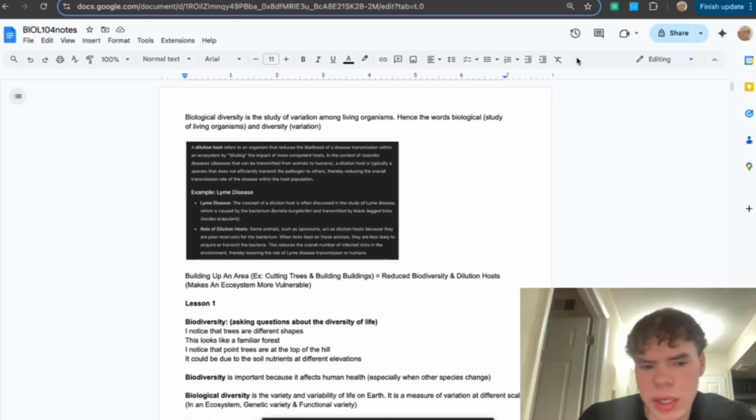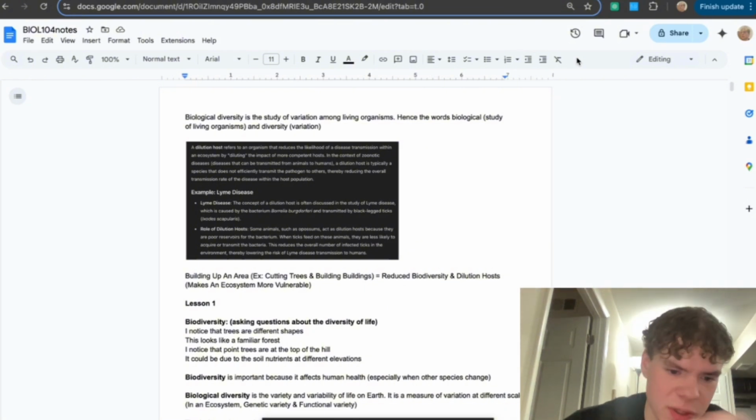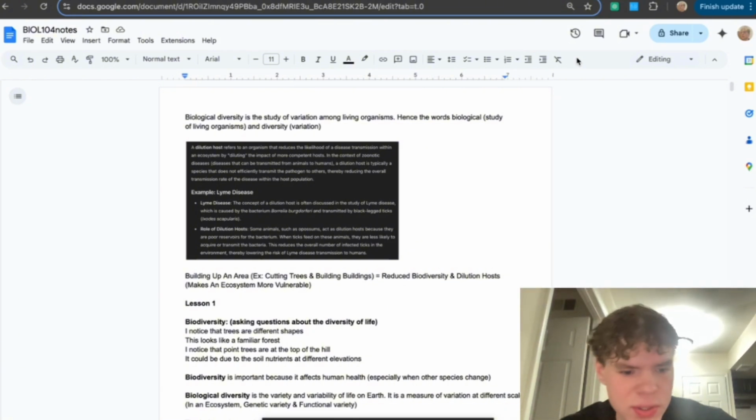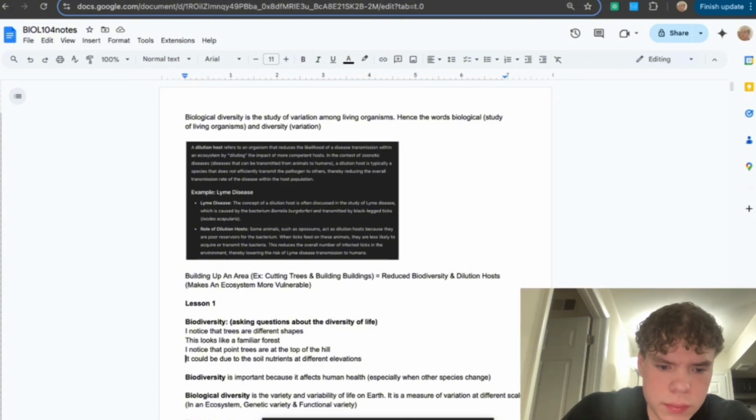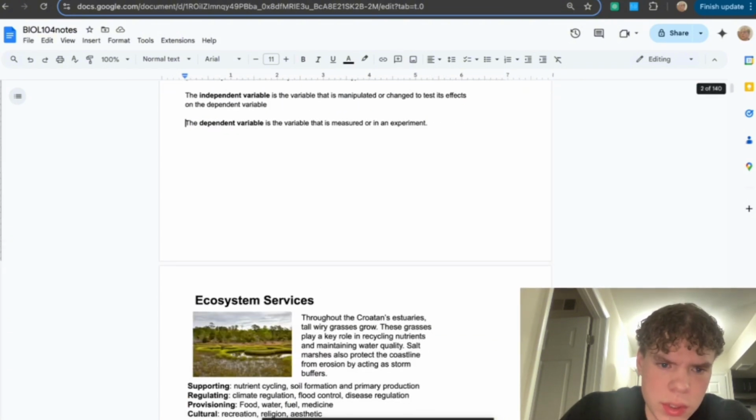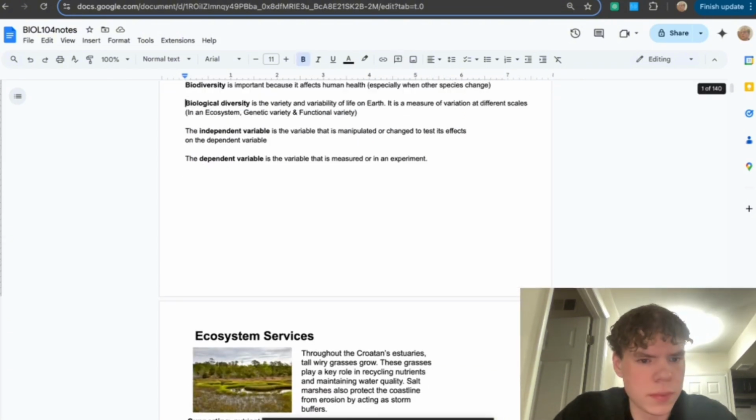And biodiversity is pretty much how different organisms in a community all interact with each other in all these different special ways, and all these ways you can analyze them and whatnot. I'm just going to go through the important stuff.